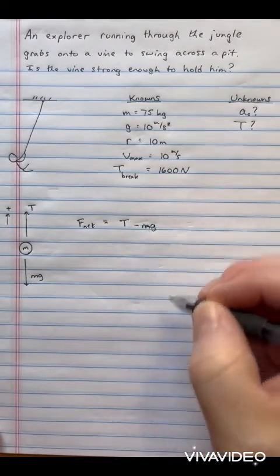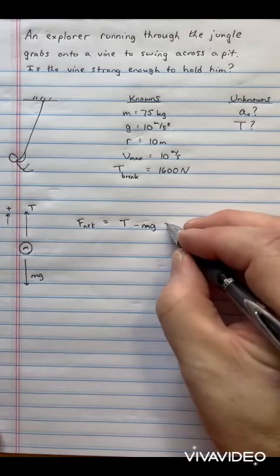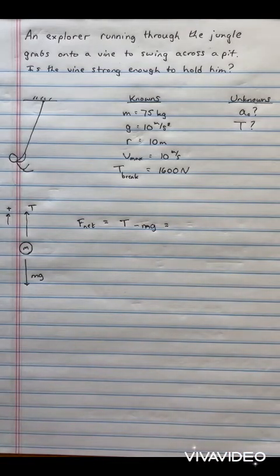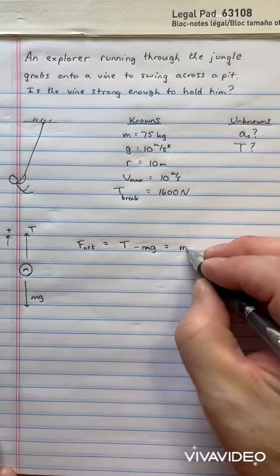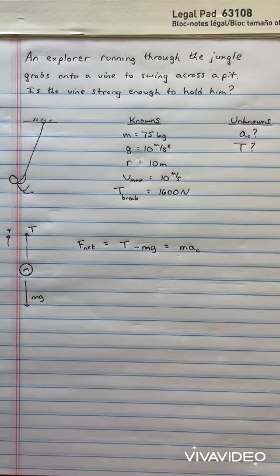And that is it. There's no other forces to worry about, okay? So don't forget our second important step then. We set these equal to the mass times acceleration of the explorer. So with those choices of our directions, we can set up our equation.